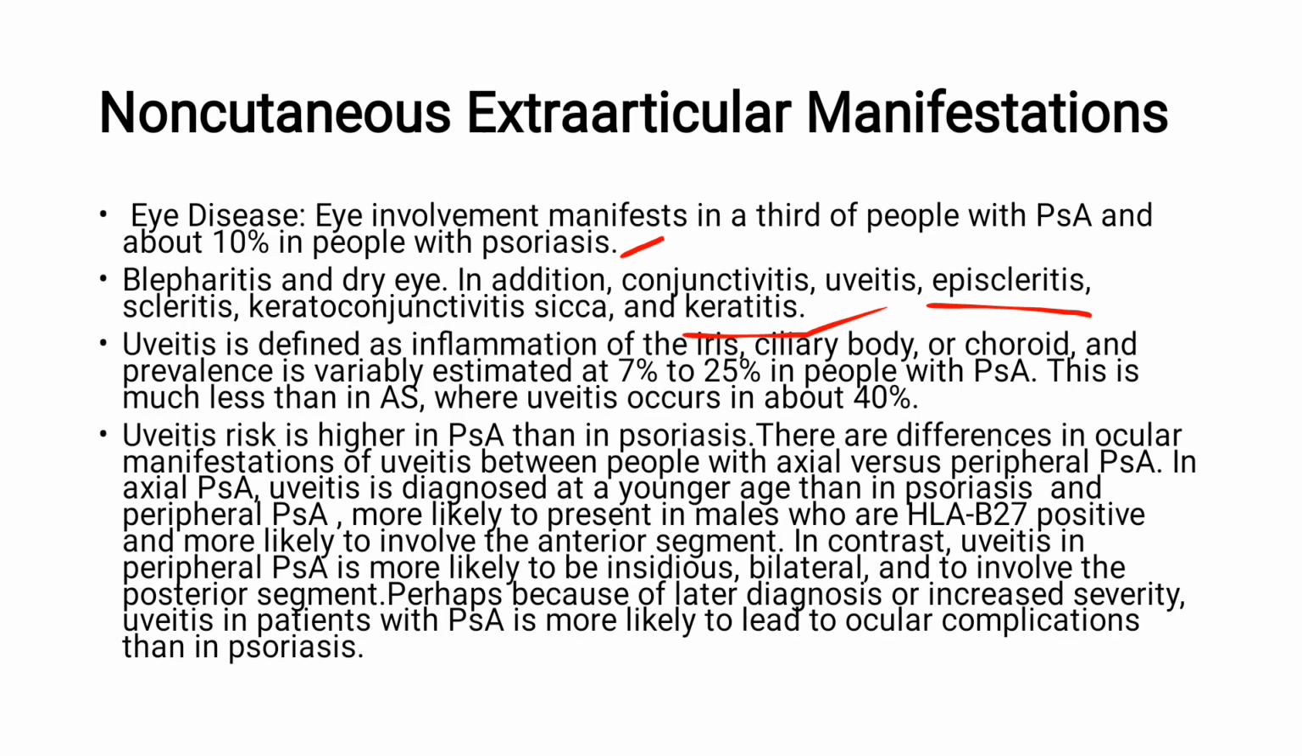Uveitis is defined as inflammation of iris, ciliary body, and choroid, and the prevalence is variable, estimated 7 to 25% in people with psoriatic arthritis. This is much less than in ankylosing spondylitis, where uveitis occurs in 40% of the cases. Uveitis risk is higher in psoriatic arthritis than in psoriasis. There are differences in ocular manifestations of uveitis between people with axial versus peripheral psoriatic arthritis.